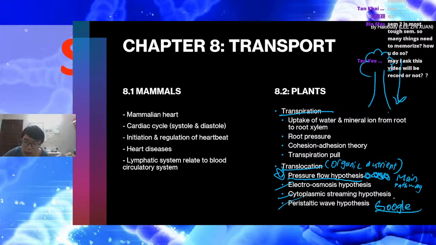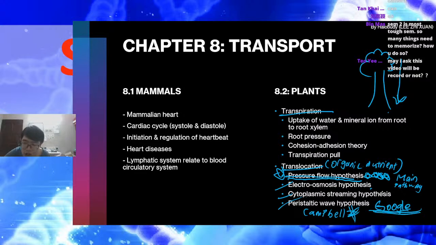Because in your textbook, even Oxford or Sasbadi, the information on this is very little. Hanya satu atau dua muka surat saja. Tiga-tiga ni dalam satu muka surat atau dua muka surat saja. Awak kena Google. Because even in Campbell don't have this information. Campbell tak ada. Campbell hanya ada pressure flow. Yang ni tiga Campbell tak ada. So you have to Google this.